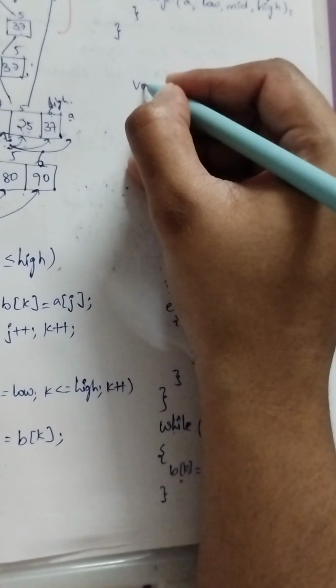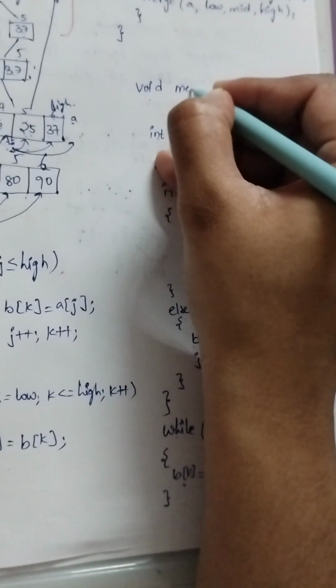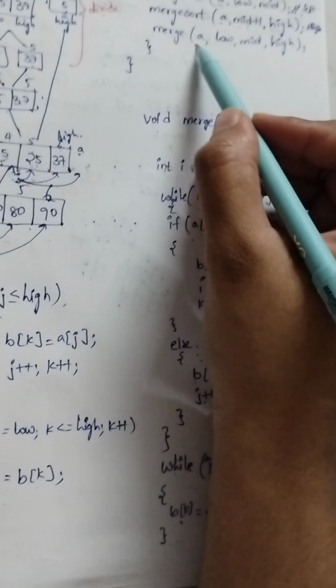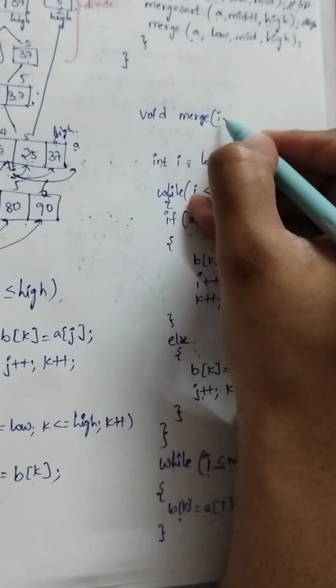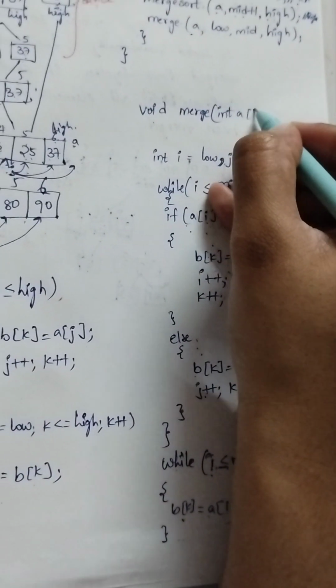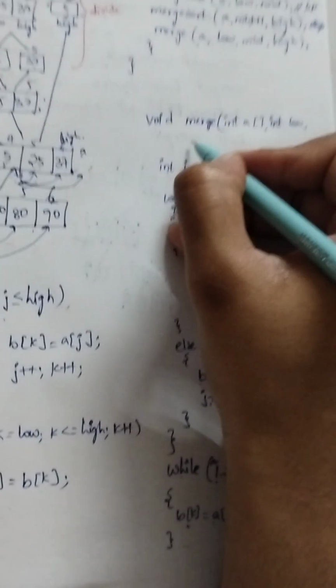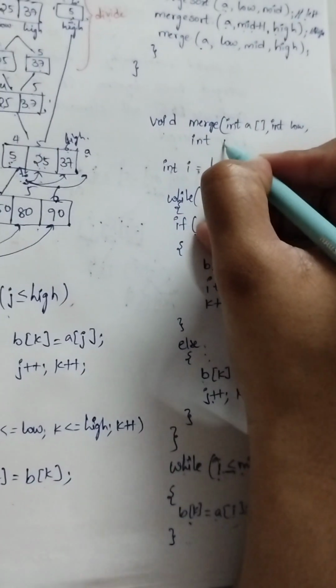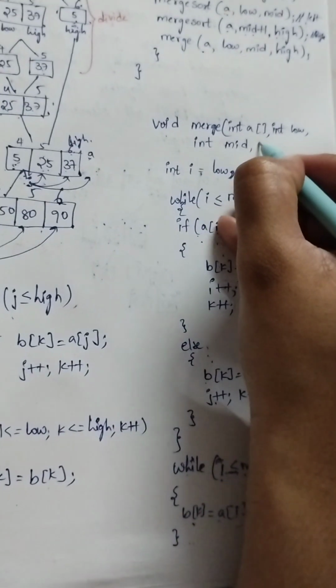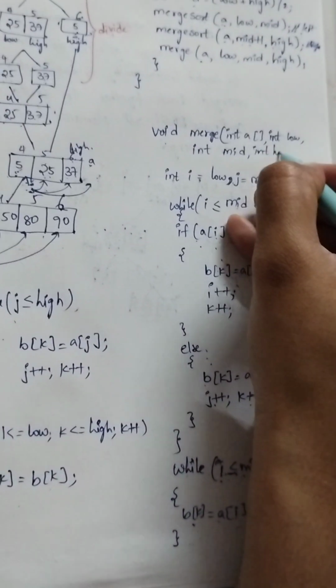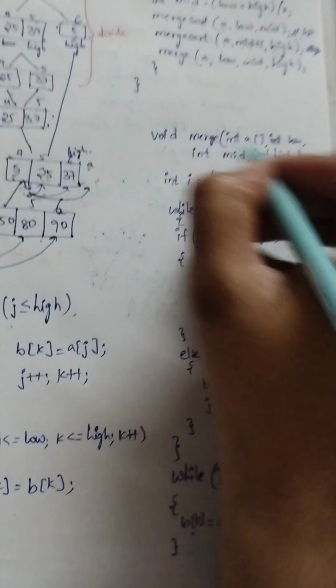దట్ ఫంక్షన్ నేమ్ ఈజ్ వాట్? Merge. How many arguments we need to give? 4 arguments. One is that on which array? On array A. The second argument will be the low, and the third argument will be what? Mid, and the fourth argument will be what? High, right?